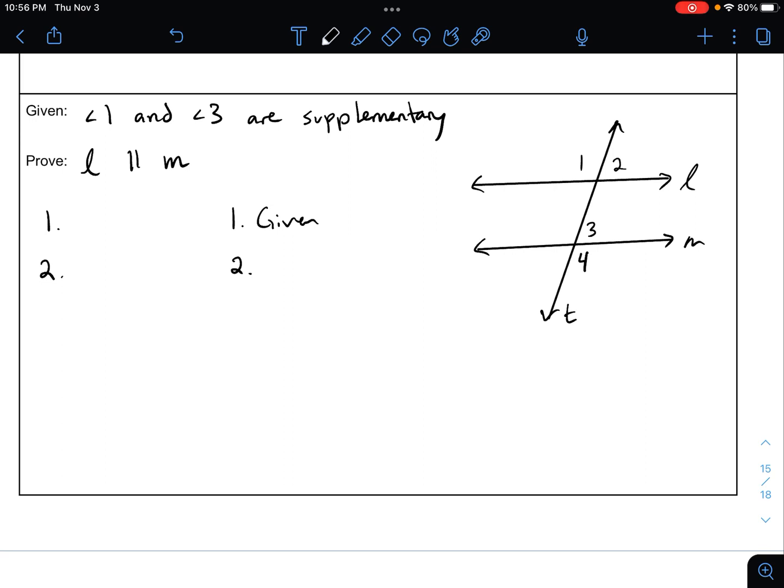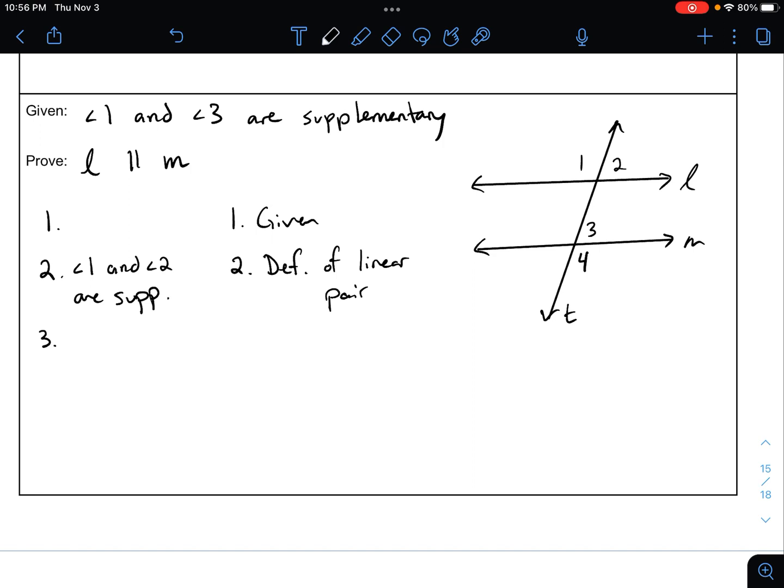what we could do is we could start probably trying to talk about some other angles. So I'm going to talk about angles 1 and 2. And so that I know that angles 1 and 2 are supplementary. The reason I know they're supplementary is because they're a linear pair, right? So by the definition of a linear pair, I know that these two angles are supplementary. It's tempting to say that they add up to 180. I get that temptation, but we don't even need to talk about their values. We can just say that they're supplementary.